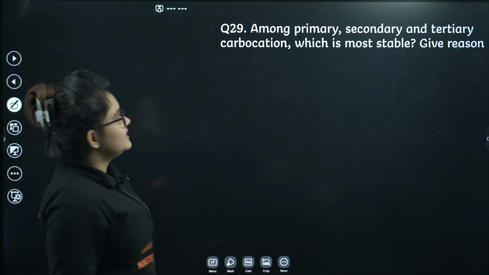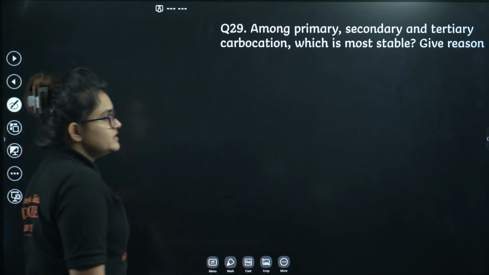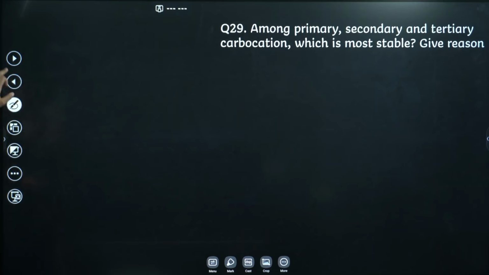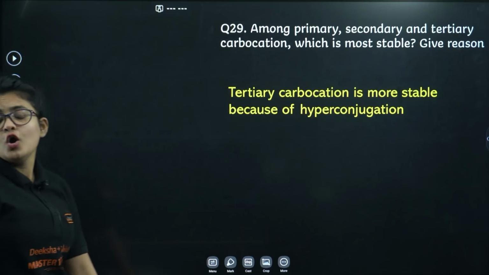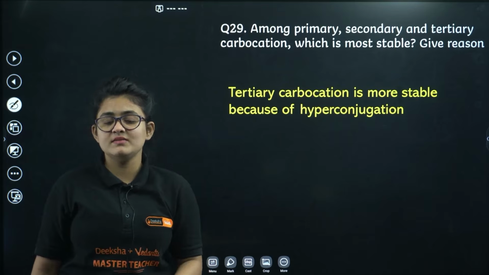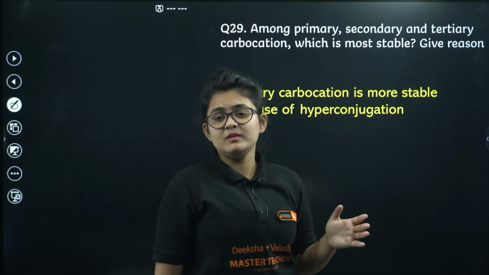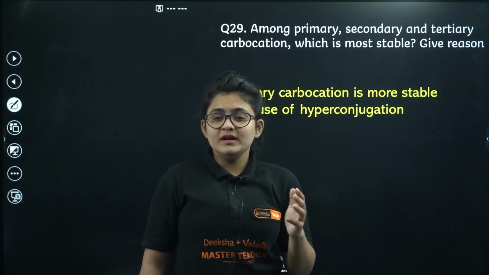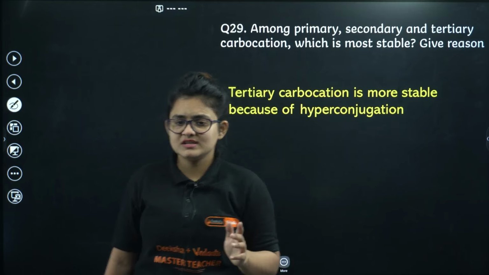Among primary, secondary and tertiary carbocation, which is more stable, give reason. Definitely the tertiary carbocation is going to be more stable. Why? Because I am having 9 hyperconjugable hydrogens to give it stability, or you can say that 3 methyl groups will give a plus I effect. For that also it can be stabilized.